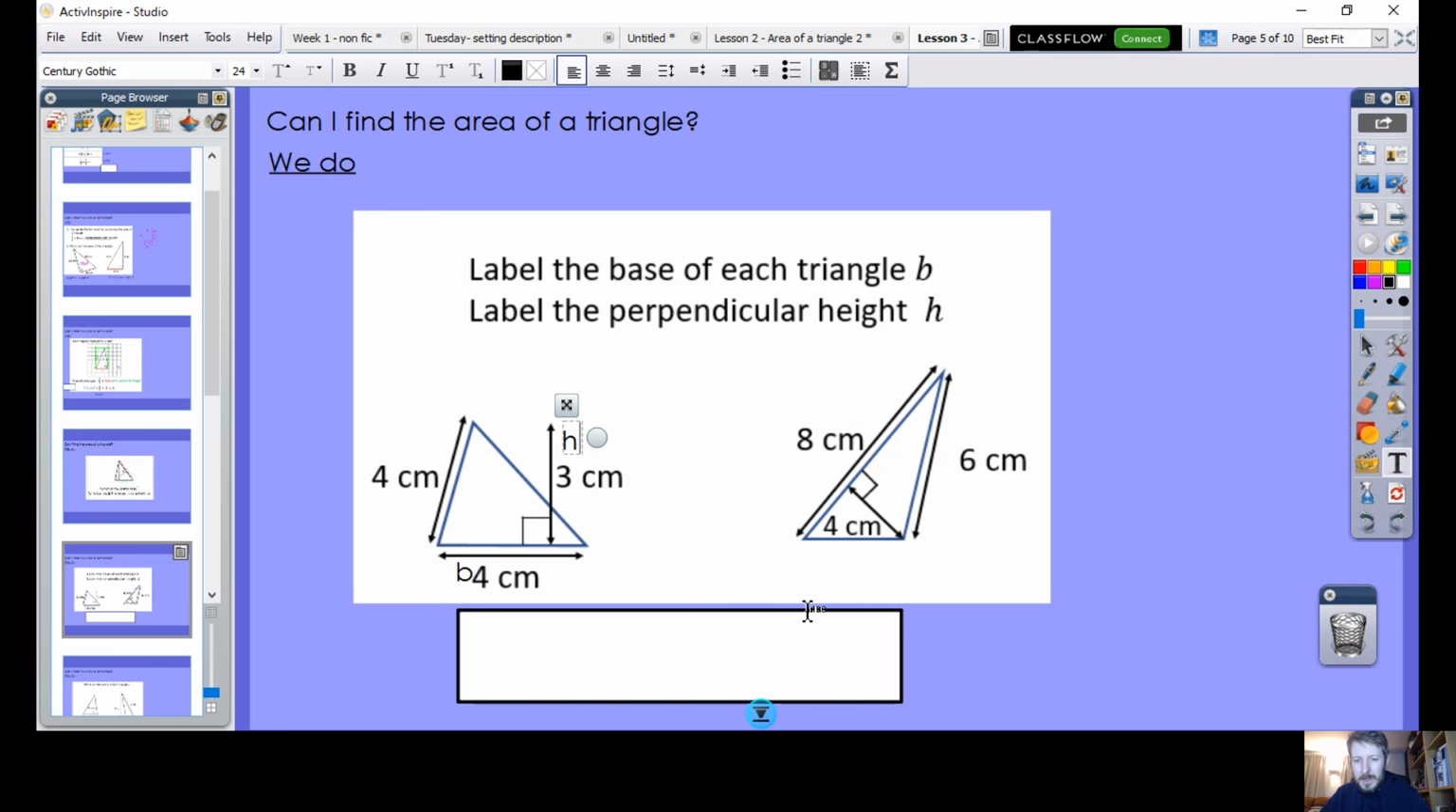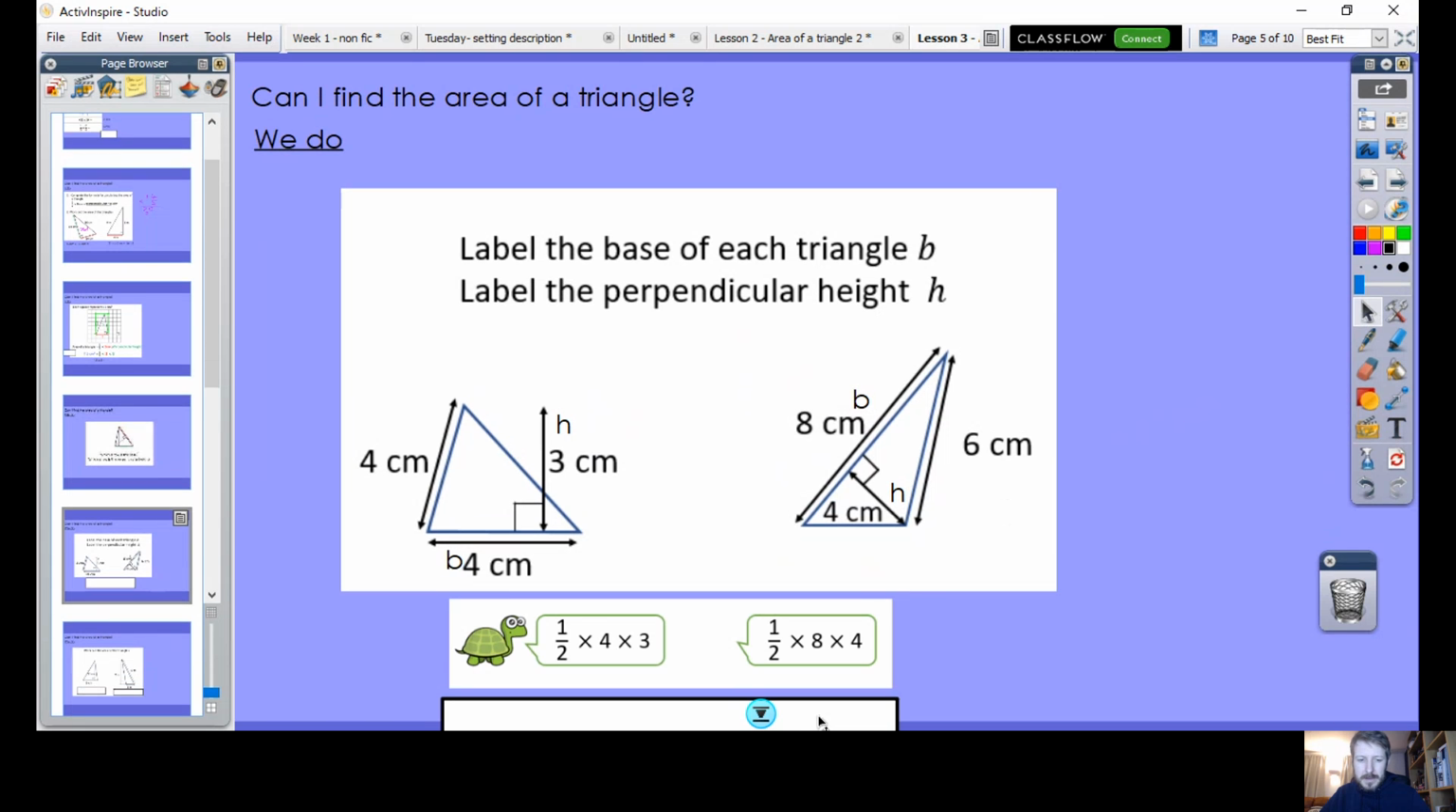And this one over here, which line is the base? This 8 centimeter line here is the base. And then which line is the perpendicular height? It's this one coming up through the middle here, because it is coming from the base to the top of the triangle at a right angle. So there is our perpendicular height.